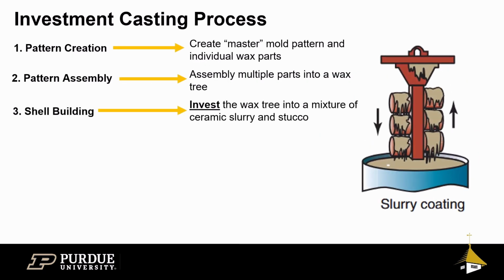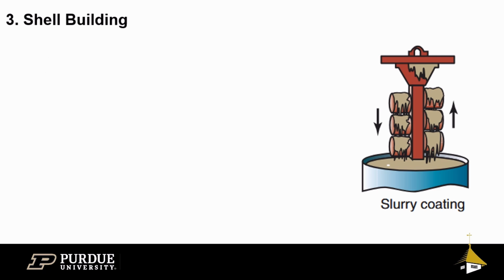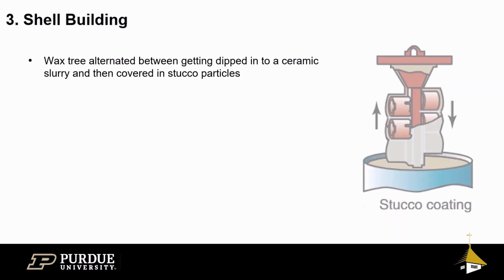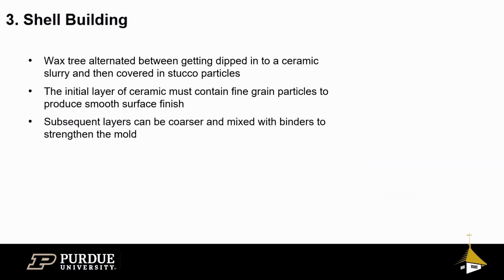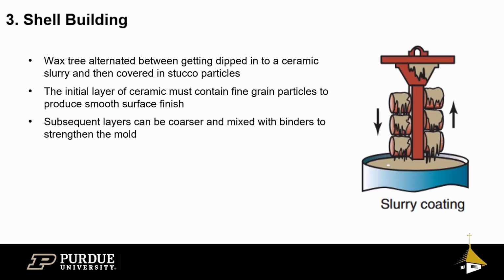Once the wax tree is created, it's ready for its ceramic shell. In this step, the shell is built around the wax tree pattern. This will be the actual mold which will receive the molten metal later in the procedure. The wax tree alternates between being dipped in a ceramic slurry and being dusted with stucco particles while ensuring sufficient drying between each layer. The initial ceramic layer must contain fine grained particles, as this will be the direct surface that will dictate the surface finish of the final part. Subsequent layers of the slurry can be coarser and mixed with binders to strengthen the mold.